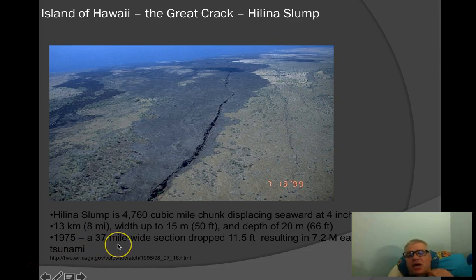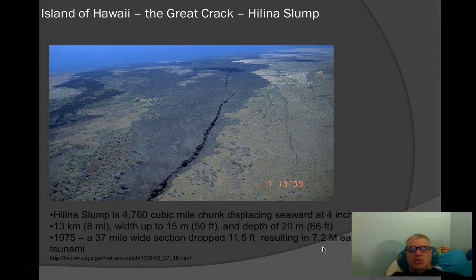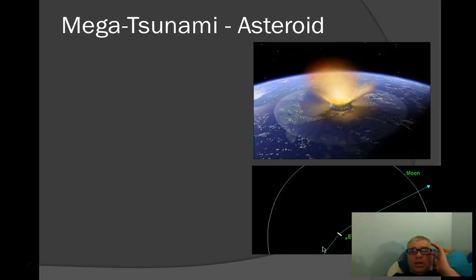In 1975, about a 37-mile wide section dropped about 12 feet during a 7.2 earthquake, and it did create a fairly local tsunami, but that had waves of close to 50 feet in height. And again, that was just when it dropped about 12 feet. If it had fallen completely off and into the depths of the ocean, it would have created a much larger tsunami.